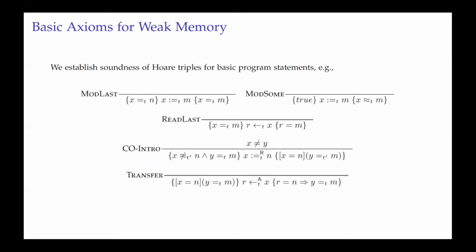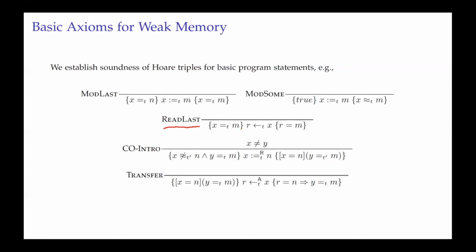For instance, we have an axiom, mod last, which says that if thread T's view of x is definitely equal to n, and thread T writes the value m to x, then in the post state, thread T's view of x is definitely m. We also require some rules for reading global variables.